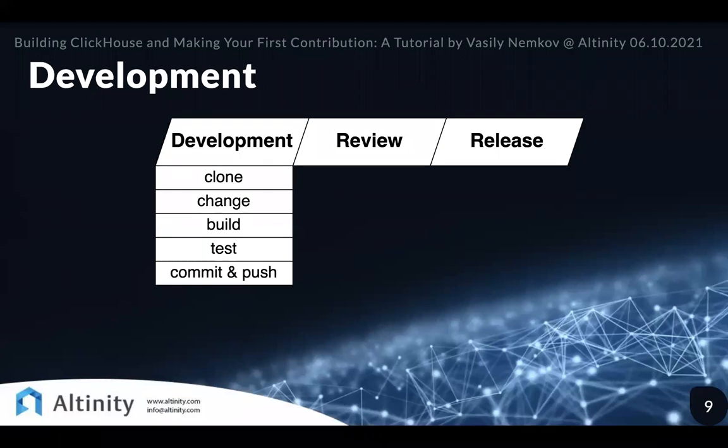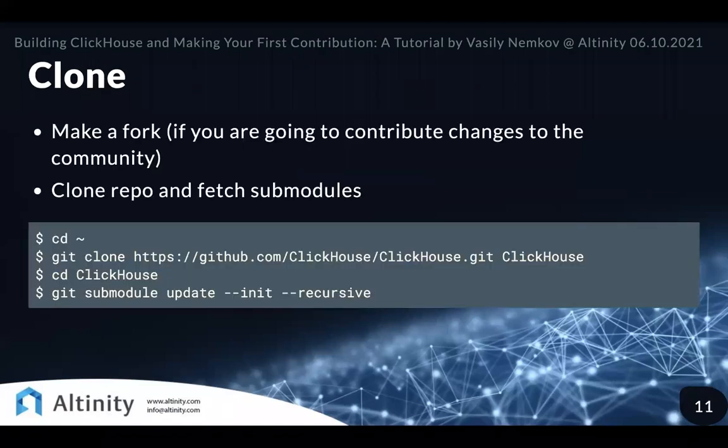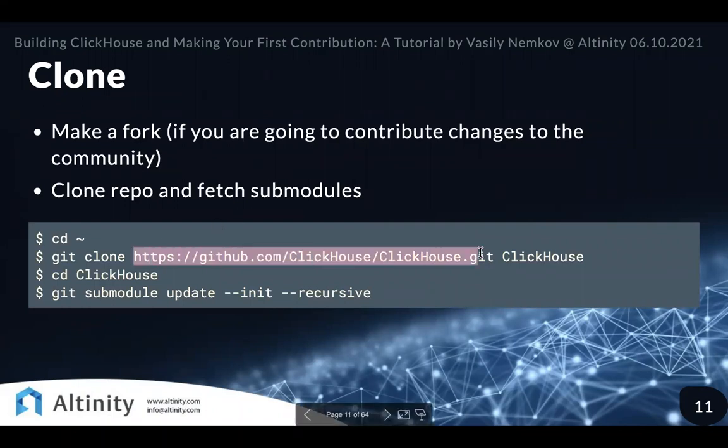If we break down the development process, it's pretty simple. You clone the repository, you make your changes, you build ClickHouse, you run the tests and add some tests, and you push your stuff to GitHub. So let's start with cloning. It's a pretty standard procedure. You clone the official ClickHouse repository and update all the submodules.